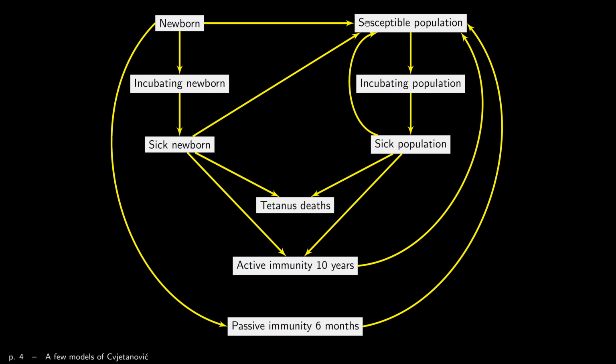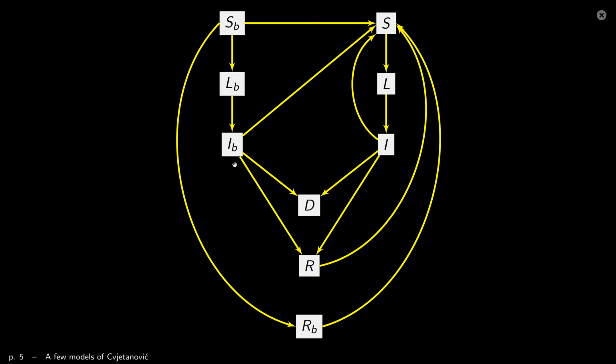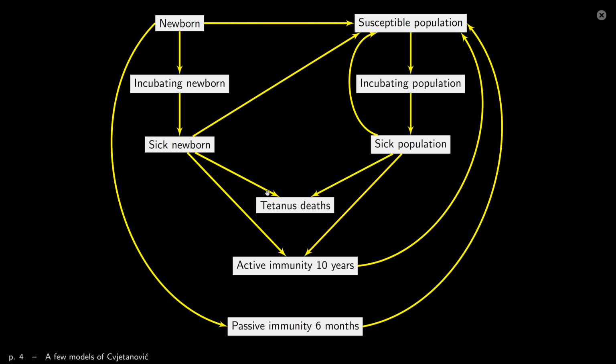When you're sick, you can recover fully, so go back to the susceptible population, or if you're a sick newborn, if you recover, then you're not a newborn anymore and you just recover as a susceptible. But you can also die from tetanus, which moves you into this compartment, the tetanus death. Or if you recover, you can have active immunity. Most people will have some immunity. And in this model, he considers that immunity is 10 years.